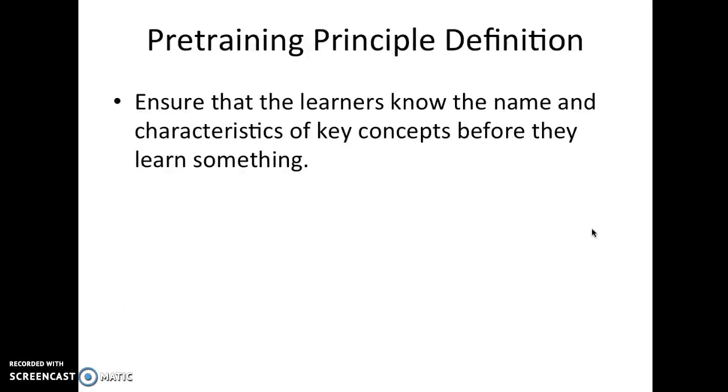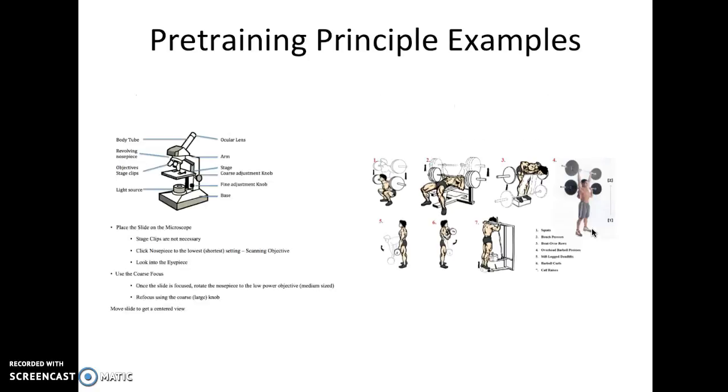Okay, so the pre-training principle. It ensures that learners know the name and characteristics of key concepts before they learn something. Okay, so I have two different examples. The first one is of a microscope, and it's obviously for a lab. It labels all the key terms on the microscope, the different parts of the microscope, and then it gives simple instructions of what you're doing. And the second one is different workouts. It uses a numerical key and it tells you each workout.